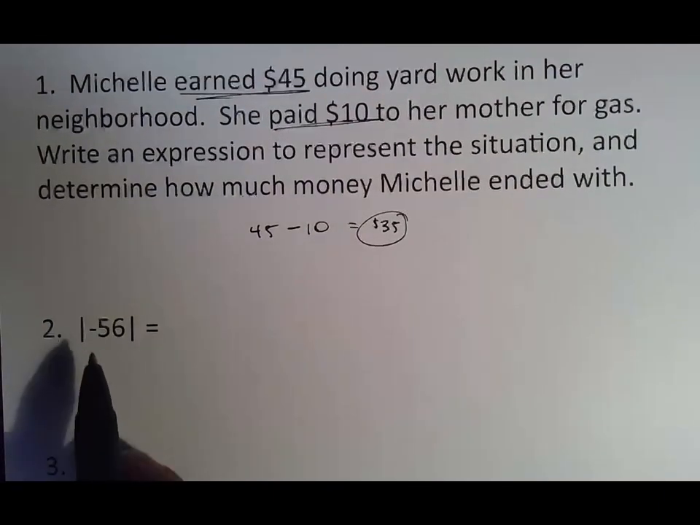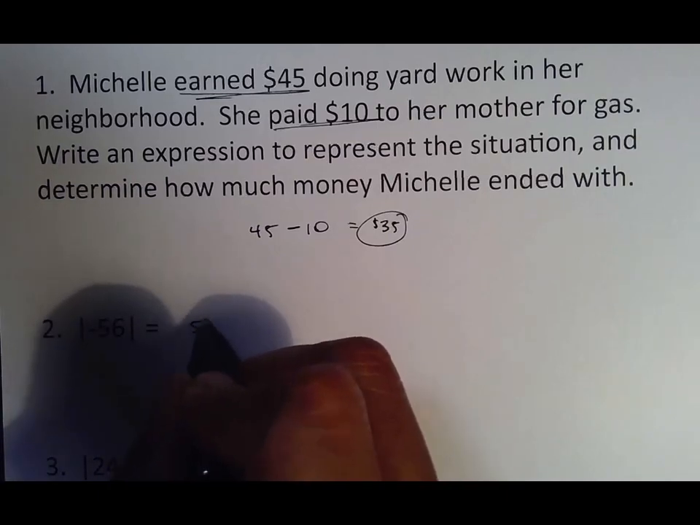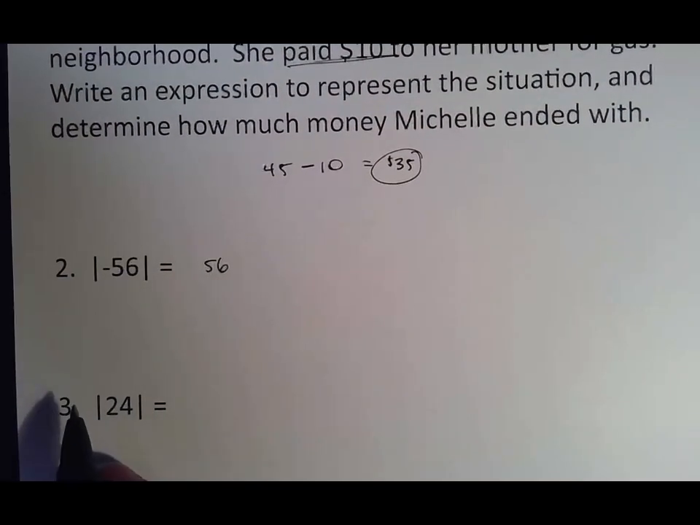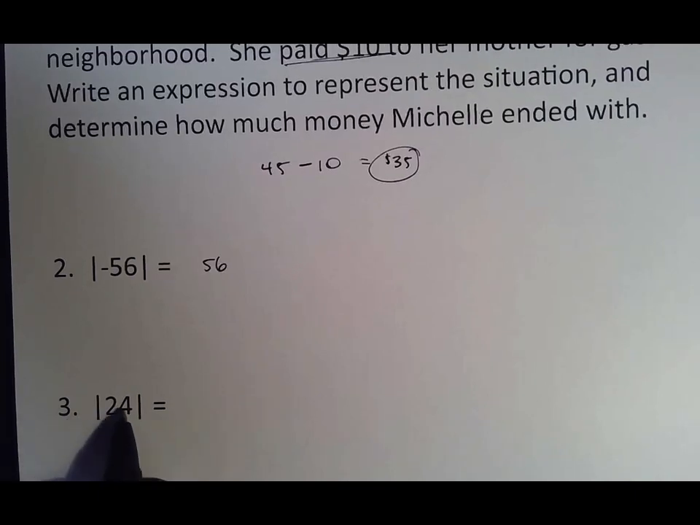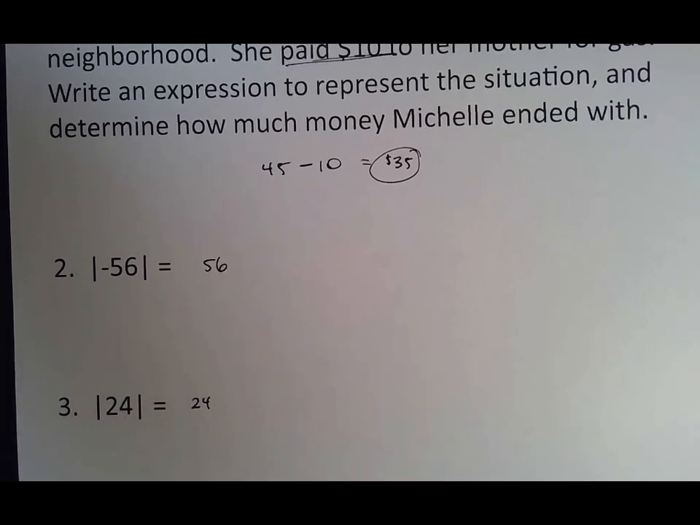Number 2, don't forget this is read the absolute value of negative 56, which would be 56 down, 56 backwards, but we don't care about direction. We just care about the number 56. This is read absolute value of 24, which again, it might be up 24, forward 24, but we don't care about direction. We just care about the number 24. So just kind of keep that in mind.